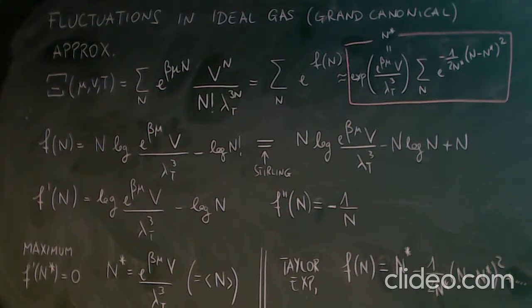Now we put all the results of this analysis back into the calculation of the grand canonical partition function. We have the exponential of N star, which comes out of the sum, and the sum over the other term, where I replace f of N with the Taylor expansion. The final result is encircled in red. Remember, N star is exp beta mu V divided by lambda T to the third.